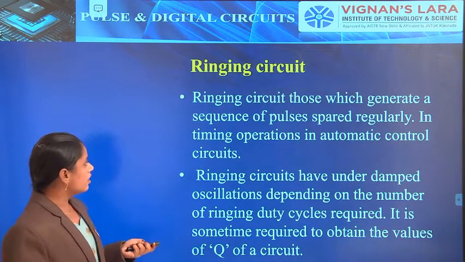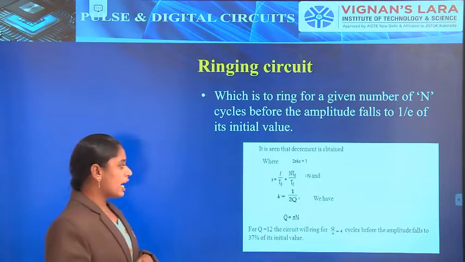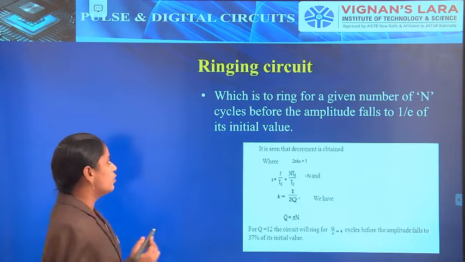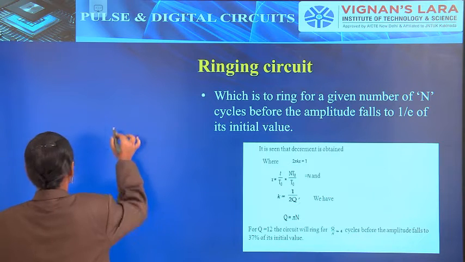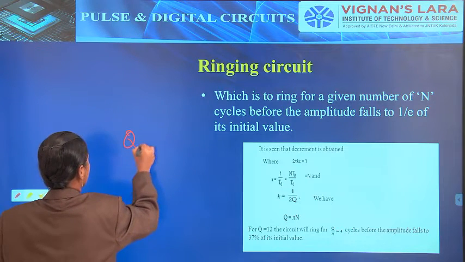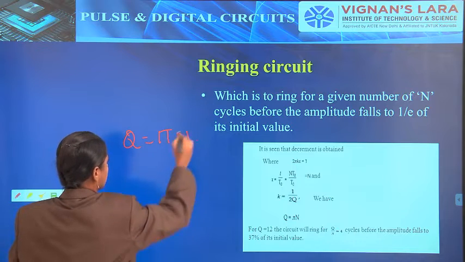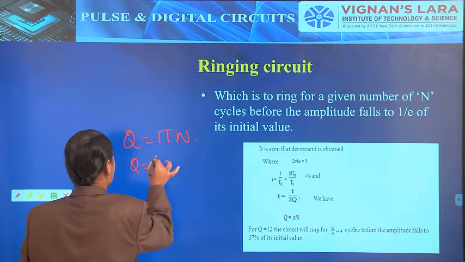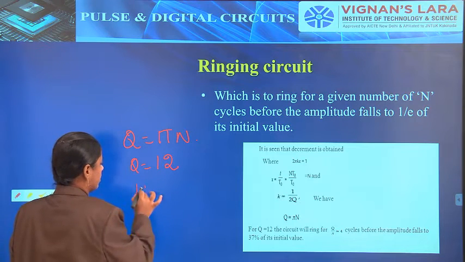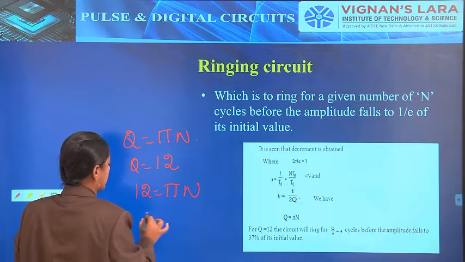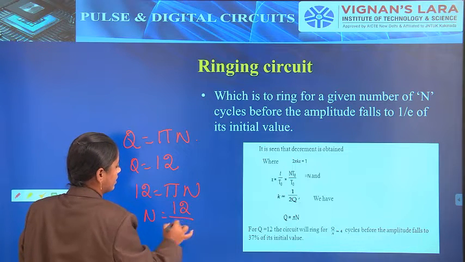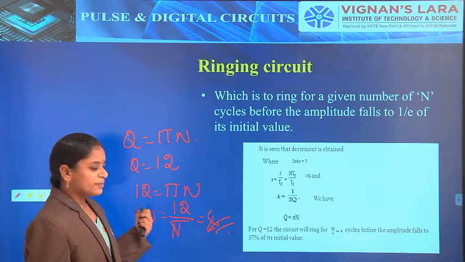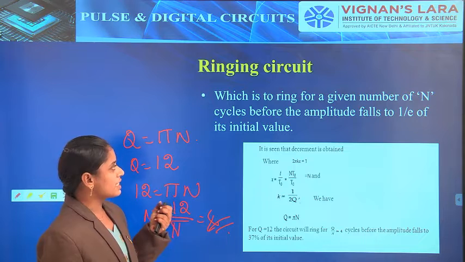What is the relationship between Q and N? Simply we can say that Q is equal to pi into N. For example, let us take Q is equal to 12. Then 12 equals pi N, so N is equal to 12 by pi, simply it may be 4. So for Q equal to 12, it produces 4 oscillations, nothing but 4 cycles.